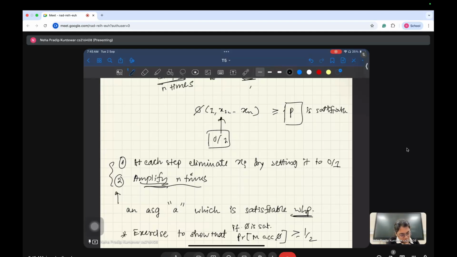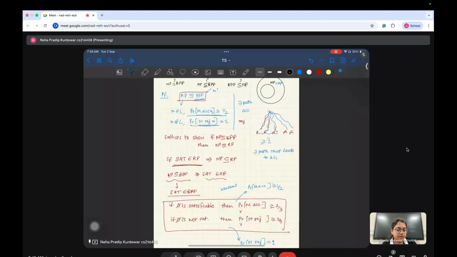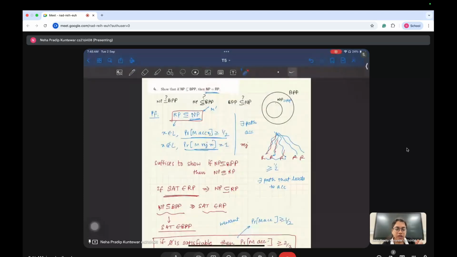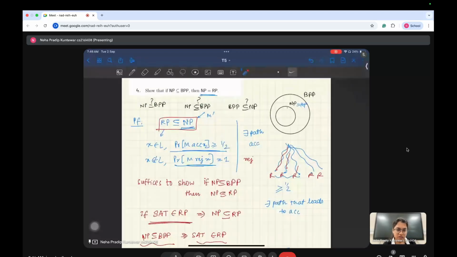This is a small part that I'll leave for now, but to summarize, the main idea here was that we want to show that if NP is contained in BPP, then NP is equal to RP. So this involves containment in two directions. One is that RP is contained in NP. This is something that follows from the definition. This doesn't even require the assumption, so this is something that we already know. So all that remains to be shown is that if NP is contained in BPP, then NP is contained in RP.